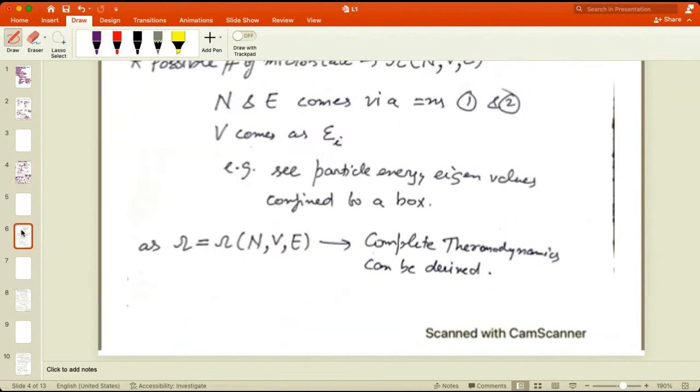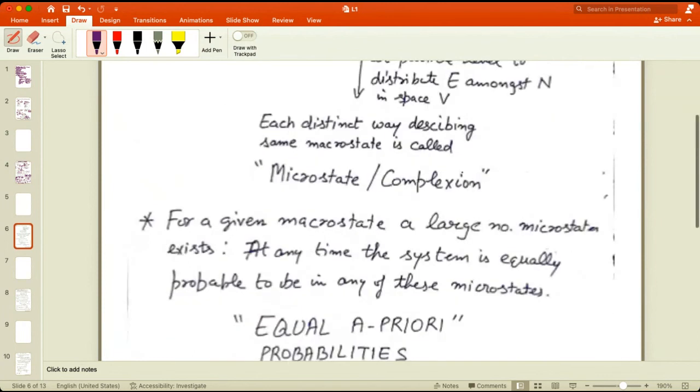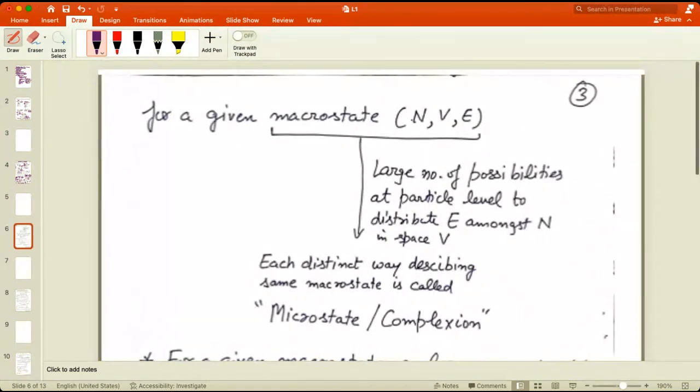Now, I already said this: for a given macrostate, there are a large number of possibilities at the particle level to distribute energy E amongst N particles occupying space V. Each such distinct way of describing the same macrostate is called a microstate or complexion. This is a term given in your textbook.